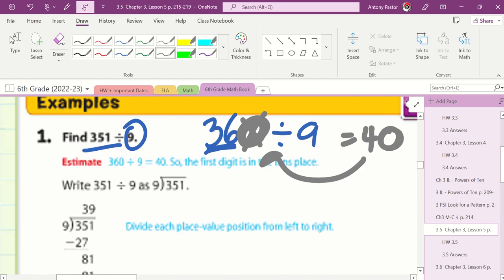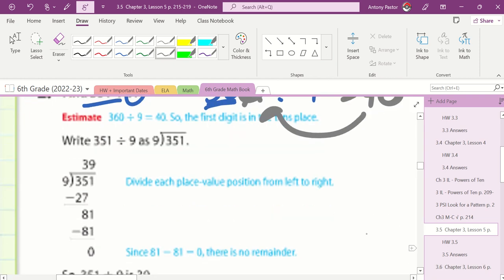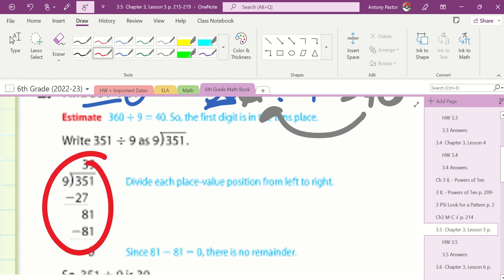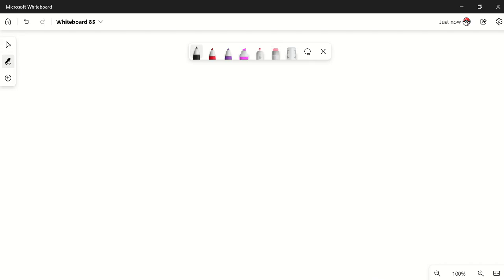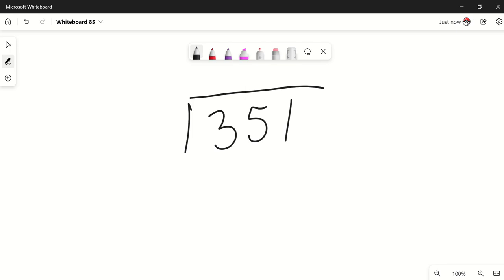We would need to divide each place value position from left to right. So that was our estimate, but now we're going to actually do the math. Let's take what is given to us here and do it on our digital whiteboard. 351 divided by 9. Now, 9 will not go into 3 like we did before, but how many times will 9 go into 35? This is where we're going to count by 9s.